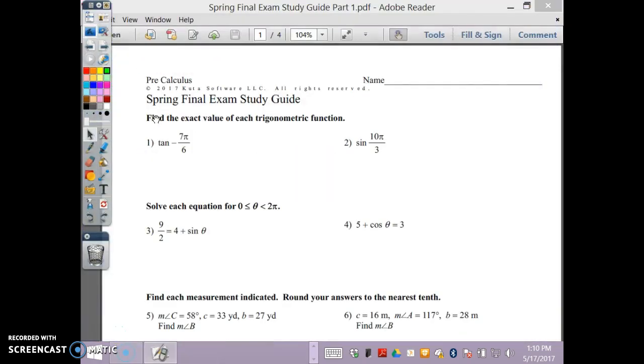Okay, make sure you have your unit circle. You are going to need it many times throughout this review. Okay, so we're starting with finding the exact value.